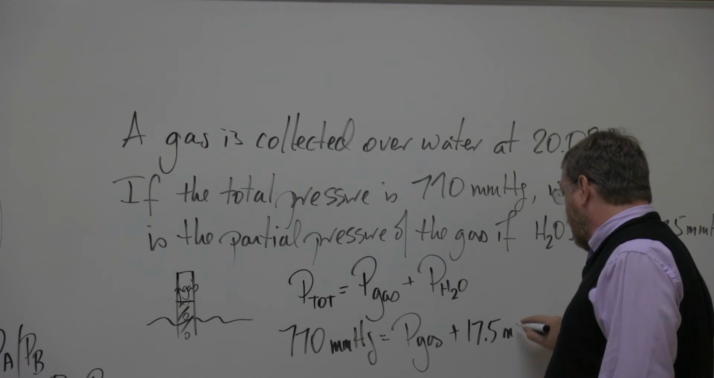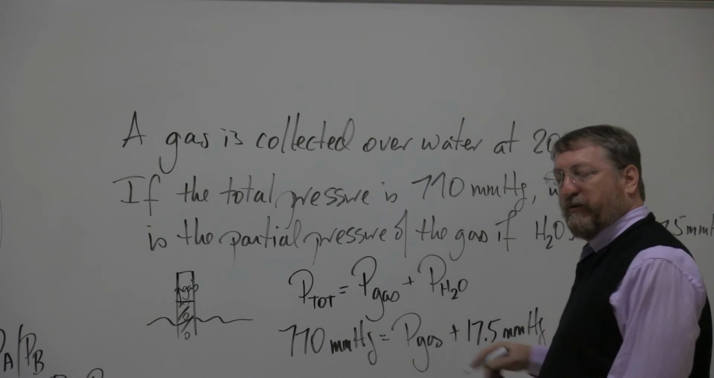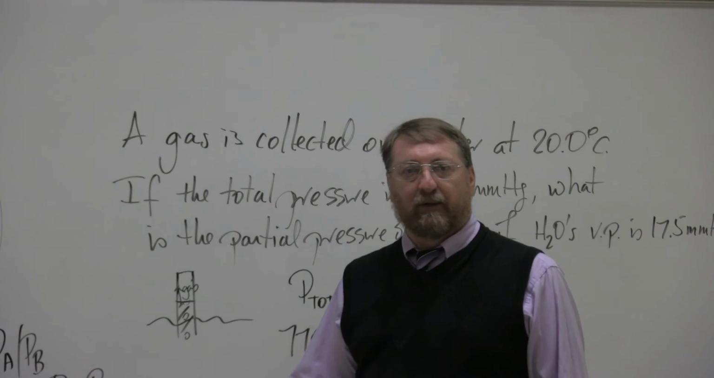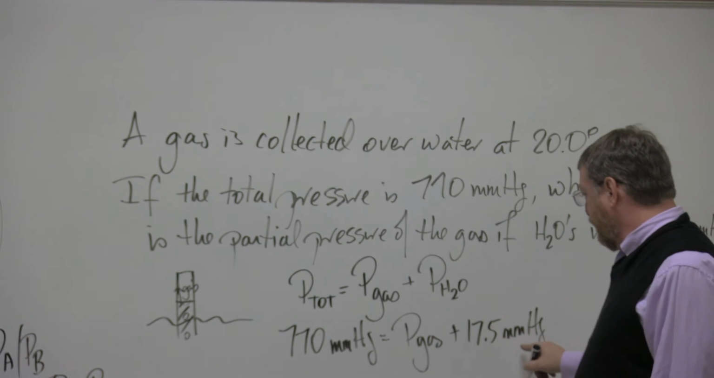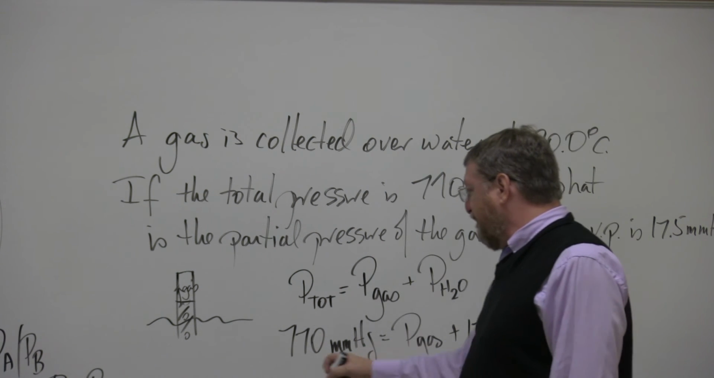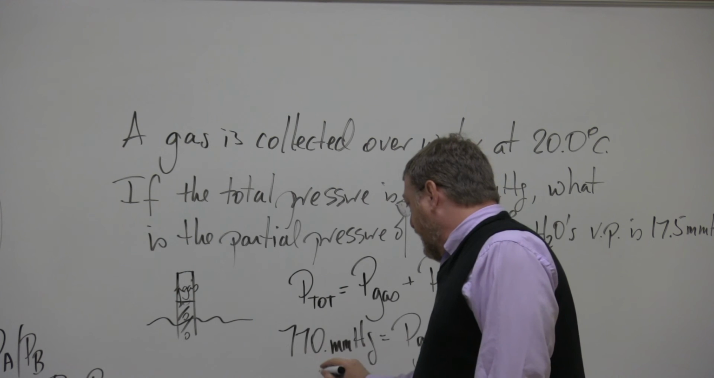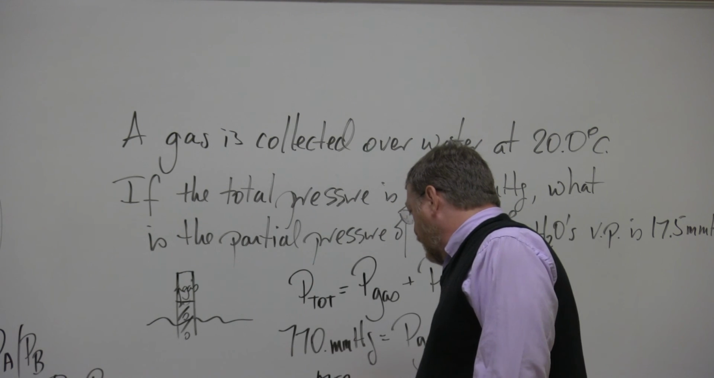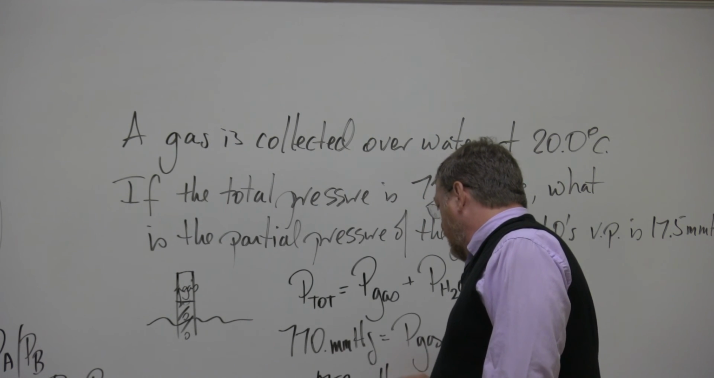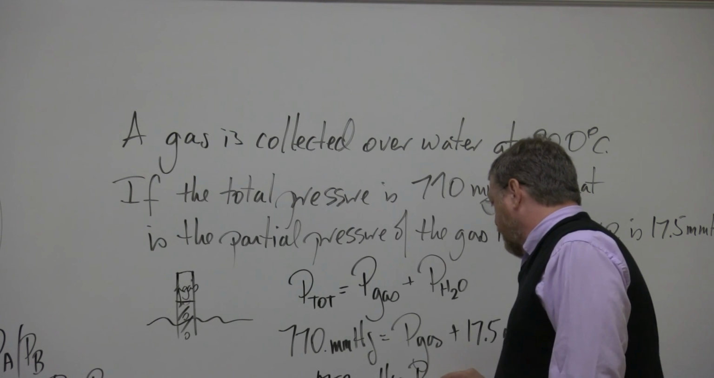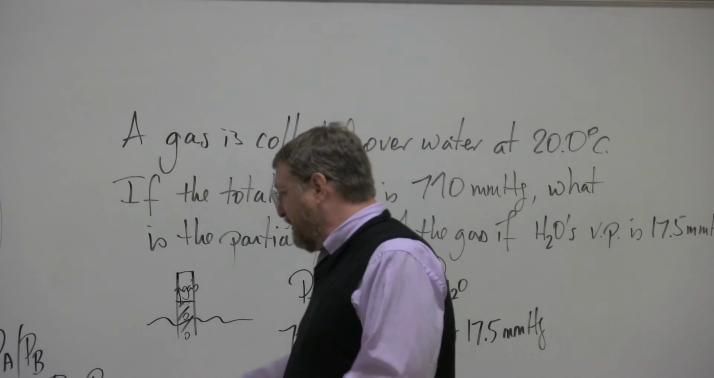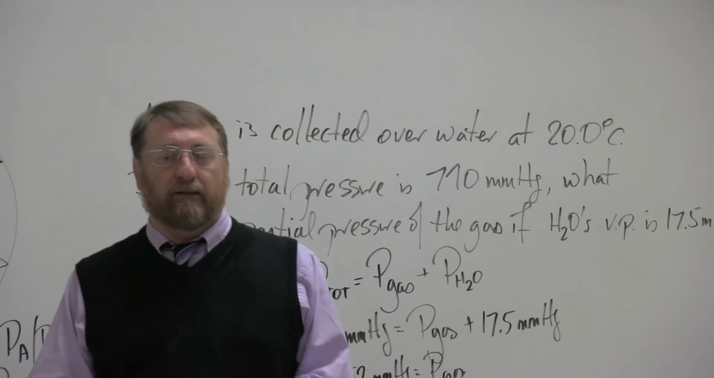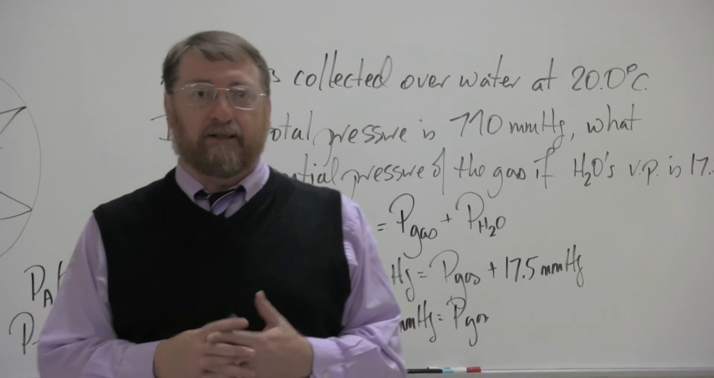We can easily get the vapor pressure of water. You can Google it. There's tables. It's an easy number to obtain, well known throughout chemistry and physics. So I'm going to subtract 17.5 from 770, and I'll get 752 millimeters of mercury is the partial pressure of my gas. So in summary, Dalton's law tells us that in a mixture of gases, the total pressure is the sum of the partial pressures.